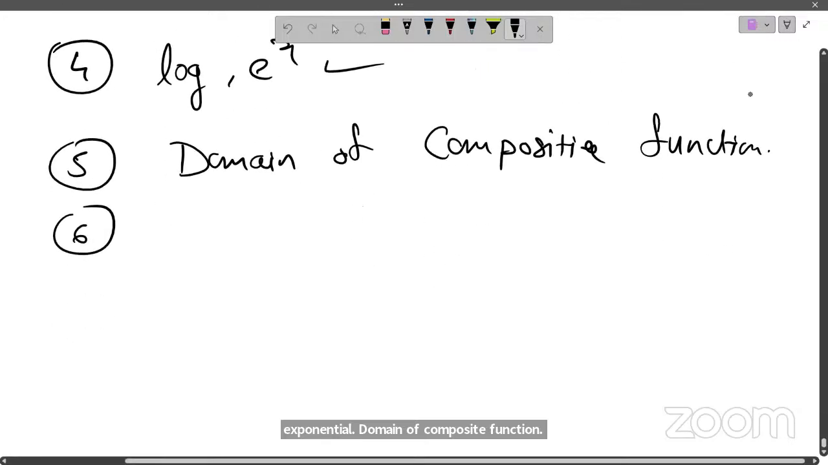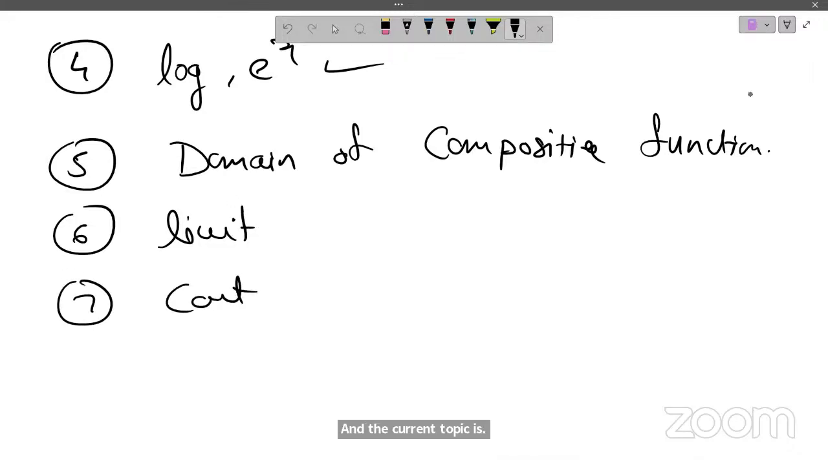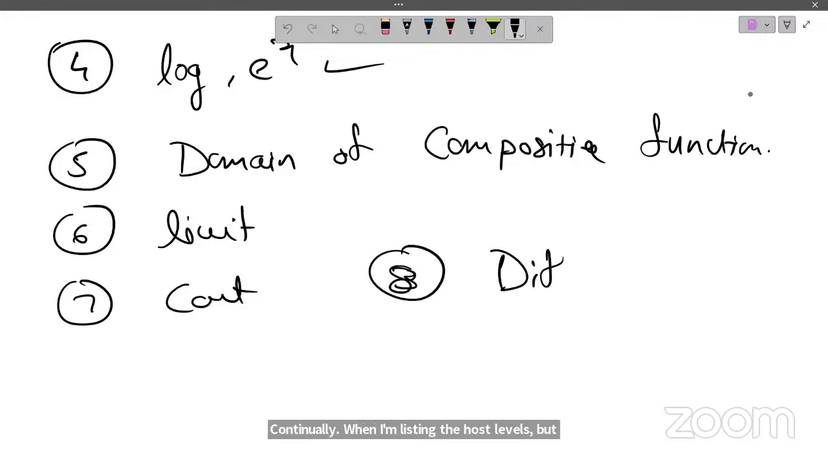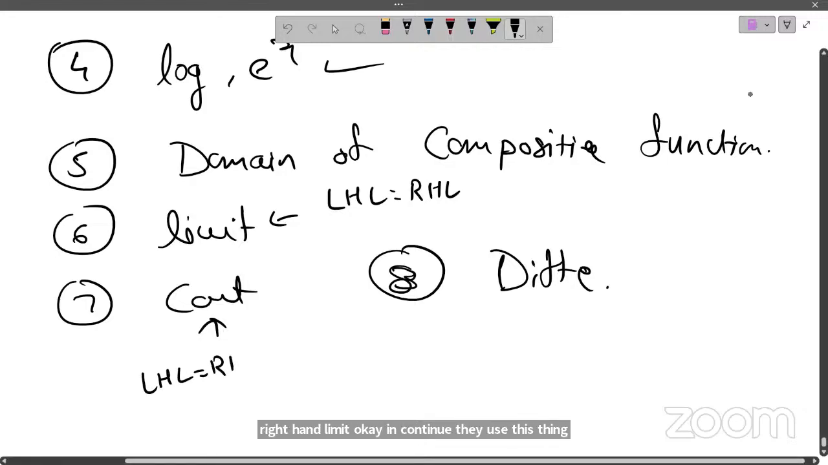And the next topic is limit, continuity, differentiability. I'm listing the whole syllabus. Limit, continuity, differentiability: just try to observe where it is not continuous. Use the basic definition. In continuity, use this: left hand limit is equal to right hand limit is equal to the function value at that point.